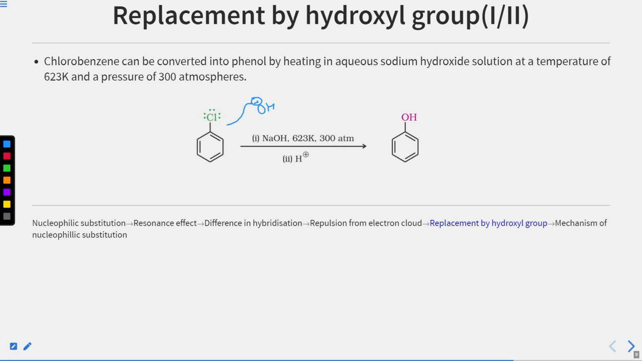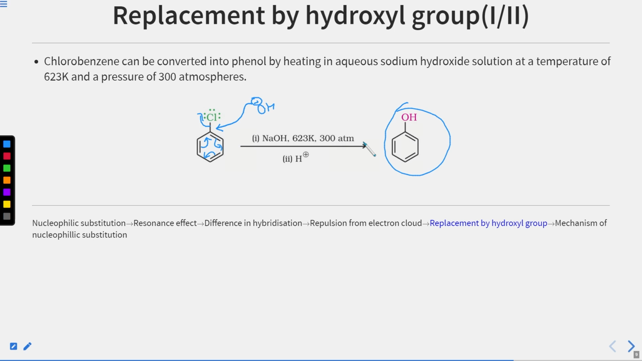Now at high temperature and pressure, it will attack this point and this Cl will be left out. So it has a different mechanism. It goes like this and it is kicked out. It goes in this fashion and we get our OH here at the chlorine position. So here a nucleophile is substituting, therefore it is a nucleophilic substitution. So this is one of the examples.